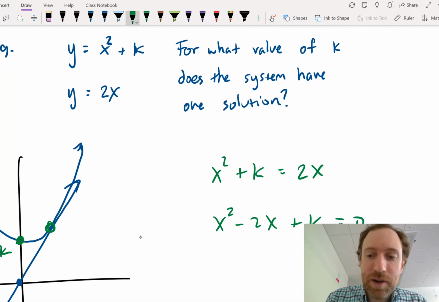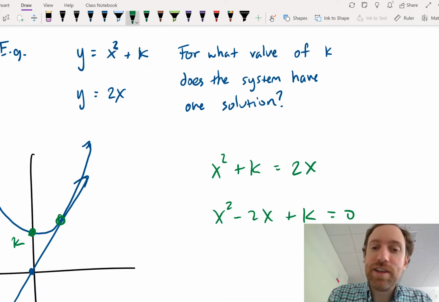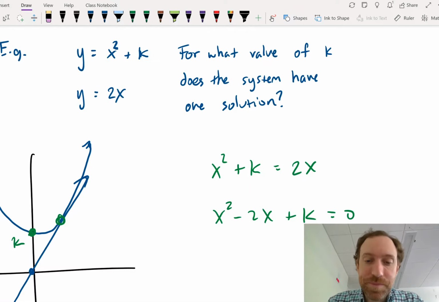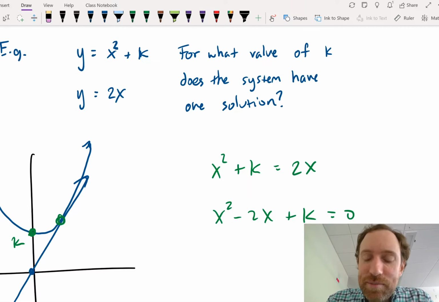Do you remember from our earlier lessons how to find out, or how to tell, whether a quadratic equation has one solution? If you think maybe you do, then perhaps you could pause the video and discuss, or try and solve this again.